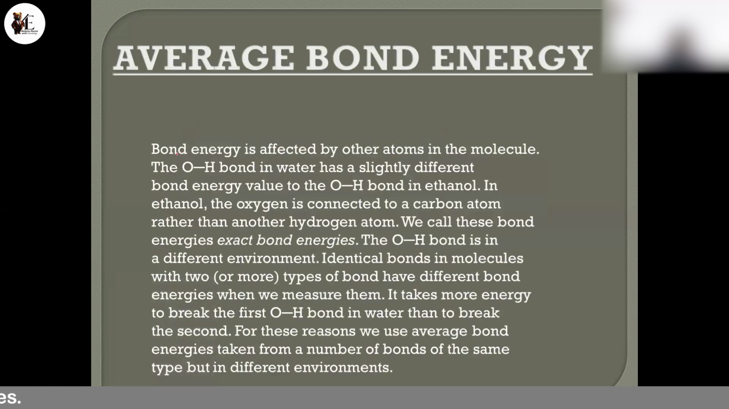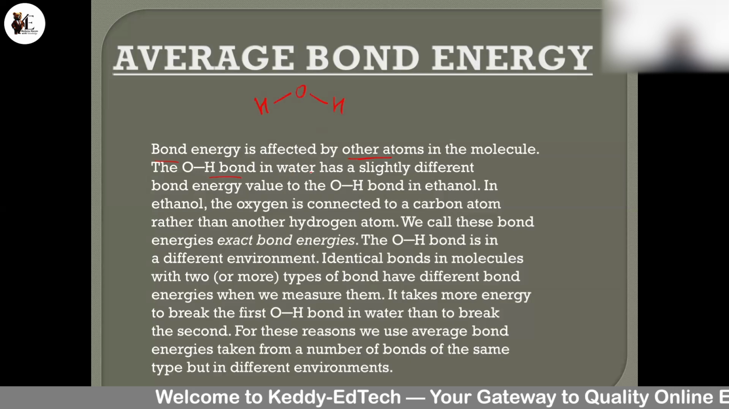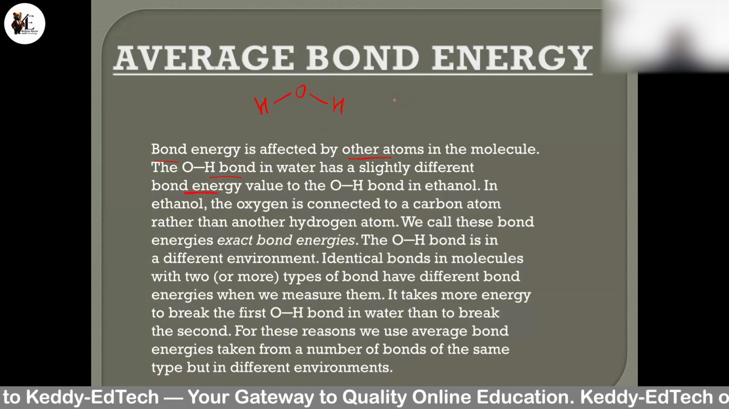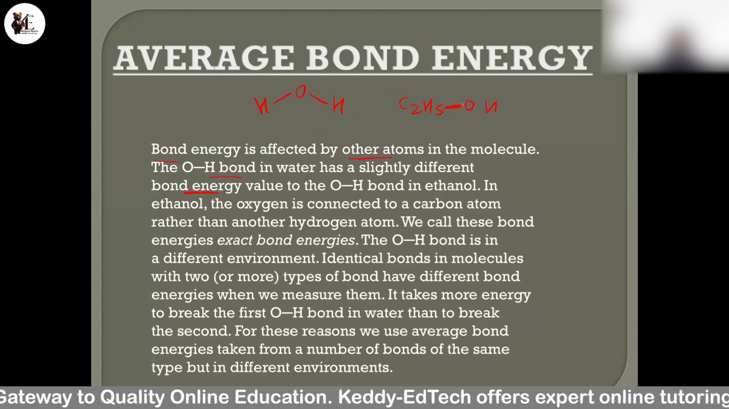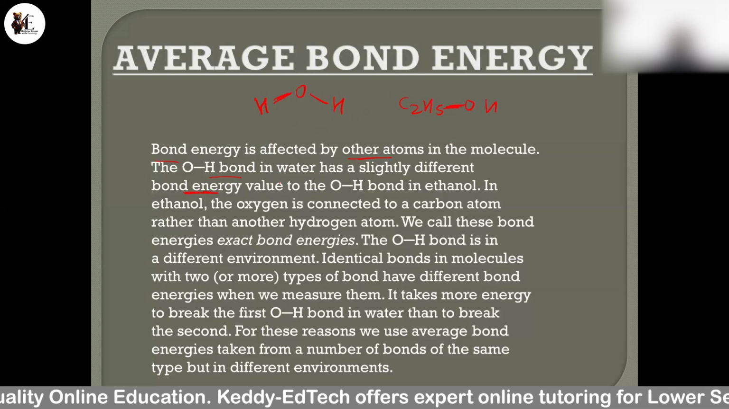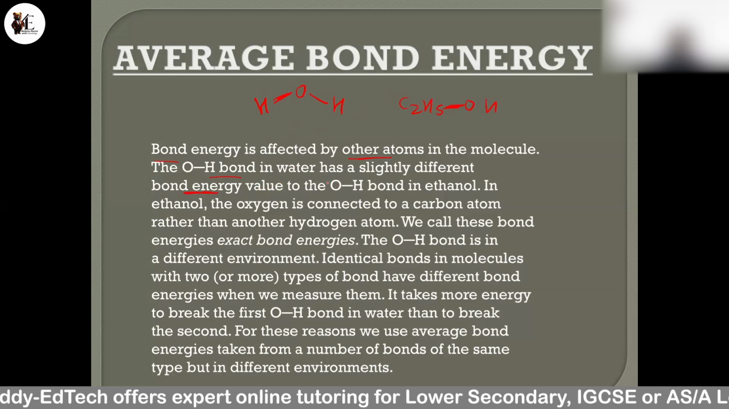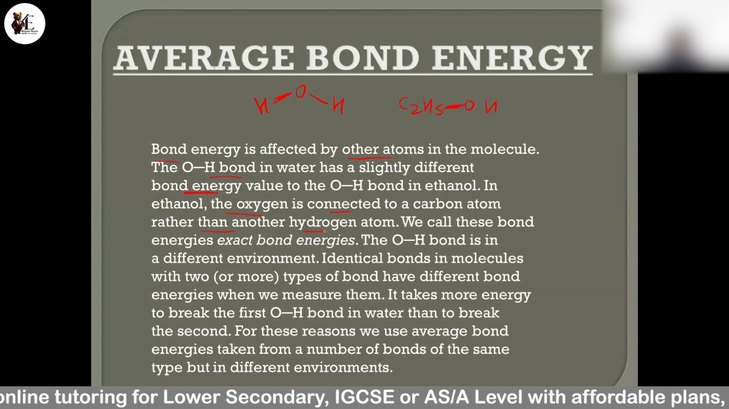This is also one important concept of average bond energy. Bond energy is affected by other atoms in the molecule. For example, the OH bond in water. Water is made like this, H2O. So this OH bond in water has a slightly different bond energy value to the OH bond in ethanol. Ethanol is C2H5OH. So this is also an OH bond. This is also an OH bond. But their bond enthalpy values are different in both the OH bonds. In ethanol, oxygen is connected to a carbon atom rather than another hydrogen atom.